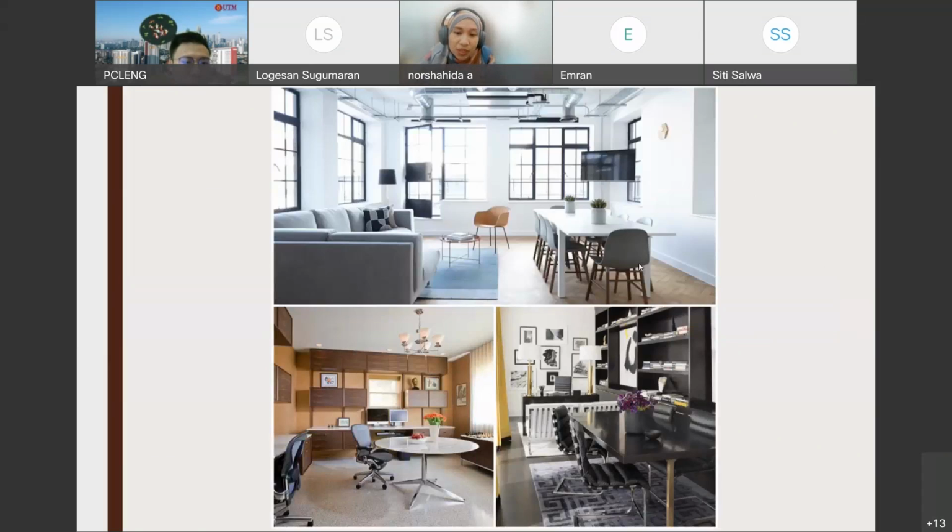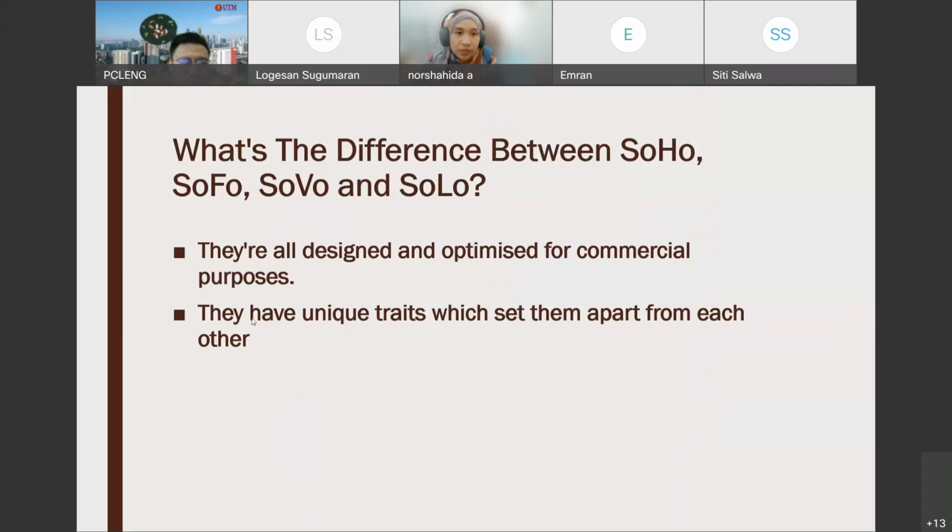Okay, so ini adalah contoh lah. Soho, Solo, whatever things yang you count. Dia ada setting macam office, dia ada hall, and then the dining table dan sebagainya. Okay, what's the difference between all this? Okay, Soho dan Solo, they are all designed and optimized for commercial purpose. Remember, the keyword here is a commercial purpose. Okay, they have unique traits which set them apart from each other.